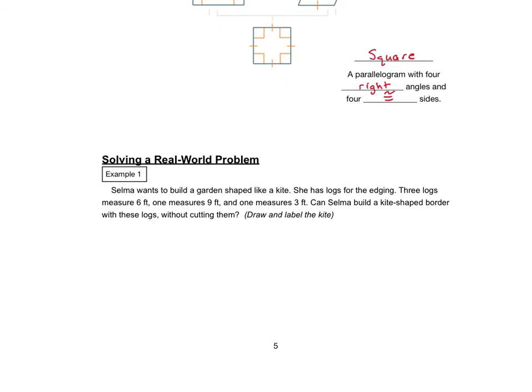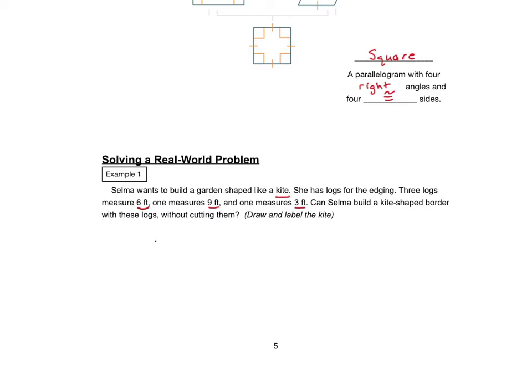Let's try to use some of these identifying features to work a problem. Selma wants to build a garden shaped like a kite. She has logs for the edging, so the edging would be the perimeter around the garden. Three logs measure 6 feet, one measures 9 feet, and one measures 3 feet. Can Selma build a kite-shaped border with these logs without cutting them? Draw and label a kite.